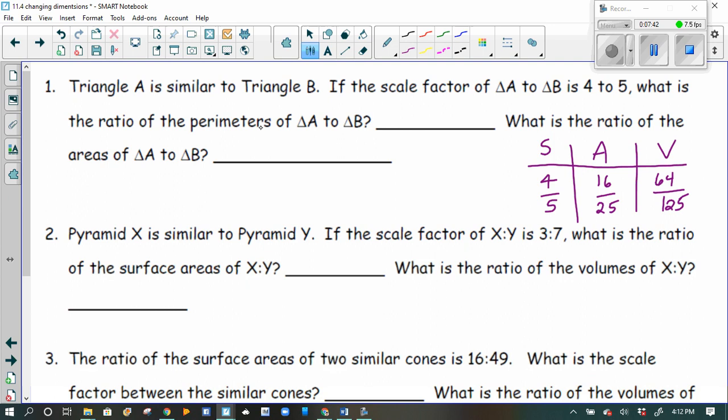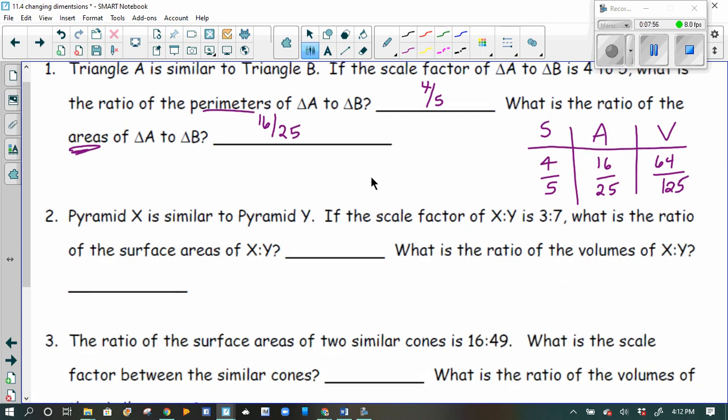So what is the ratio of their perimeters? Well, the perimeters are one-dimensional, so that's also 4/5. And what is the ratio of their areas? So you go to the area column, that's going to be 16 over 25. Okay, and that's all you do on each one of these.